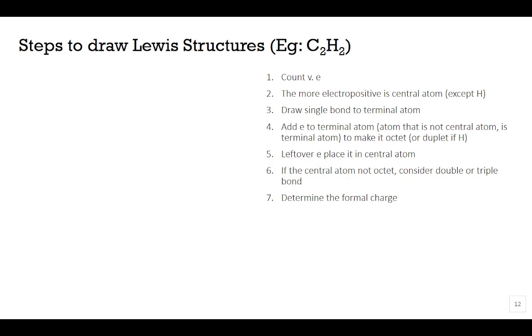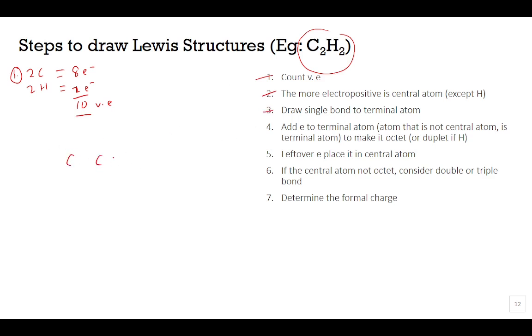Okay, C2H2. A little bit different, but the same thing. Step 1, count the valence electrons. 2 carbon equals 8 electrons. 2 hydrogen equals 2 electrons. So the total is 10 valence electrons available for you to use. The more electropositive is the central atom. So carbon, there are 2.